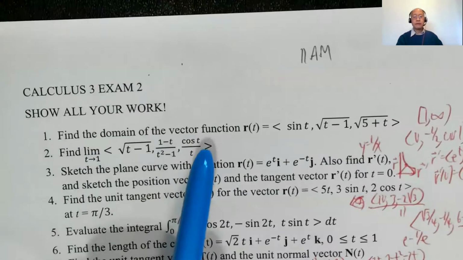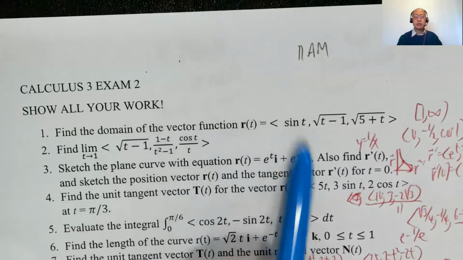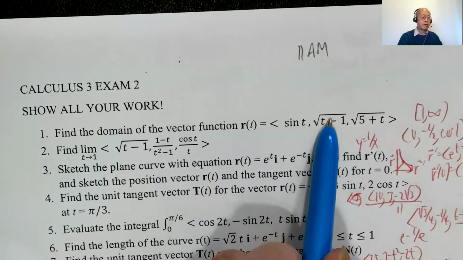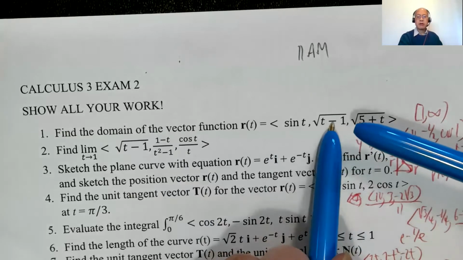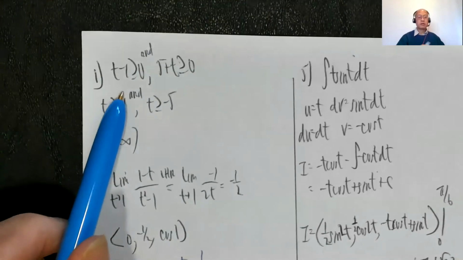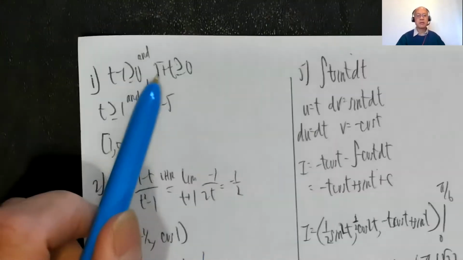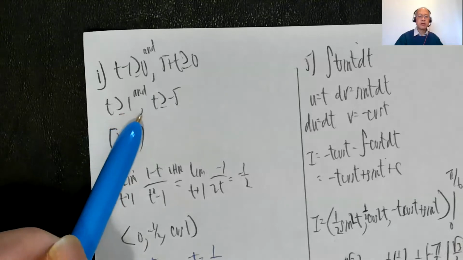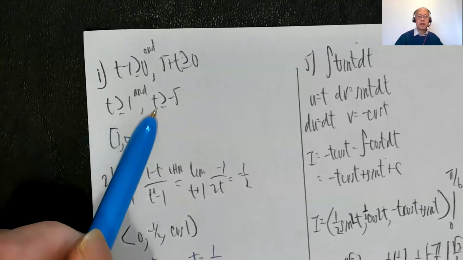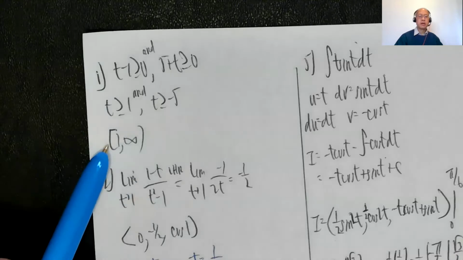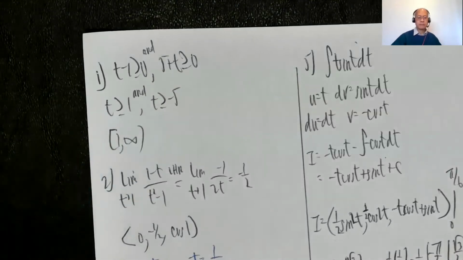Number 1, find the domain of the function. Sine of t is no problem, for all real numbers. The square root of whatever has to be greater than or equal to 0. So t minus 1 has to be greater than or equal to 0, and 5 plus t has to be greater than or equal to 0. This says t is greater than or equal to 1, and also t is greater than or equal to negative 5. They can both be swallowed up just with t greater than or equal to 1. So the domain is the interval [1, infinity).